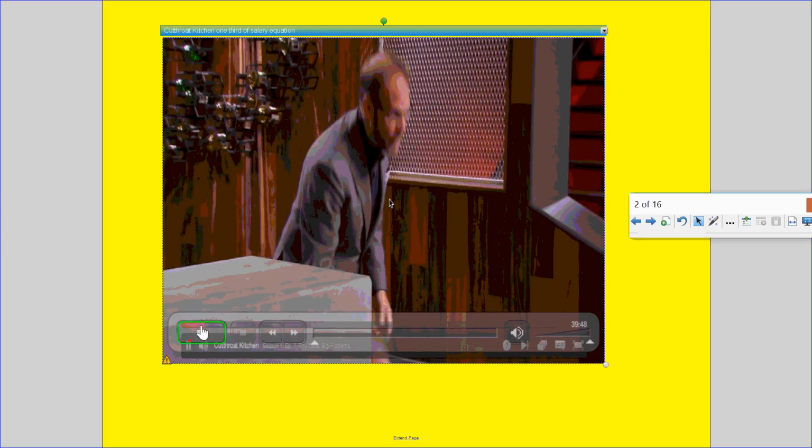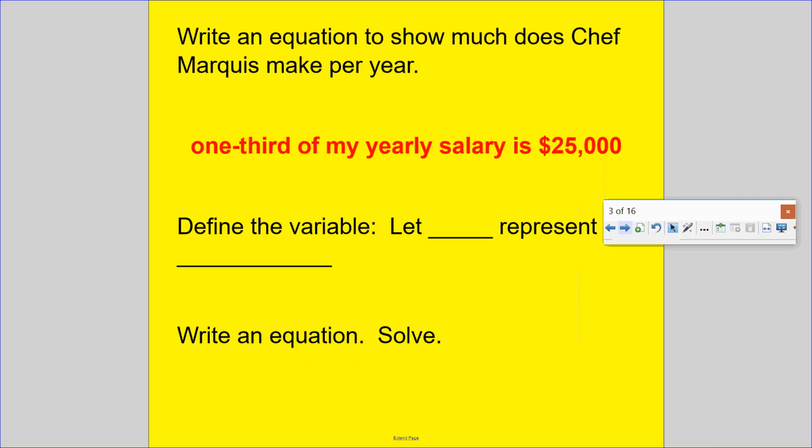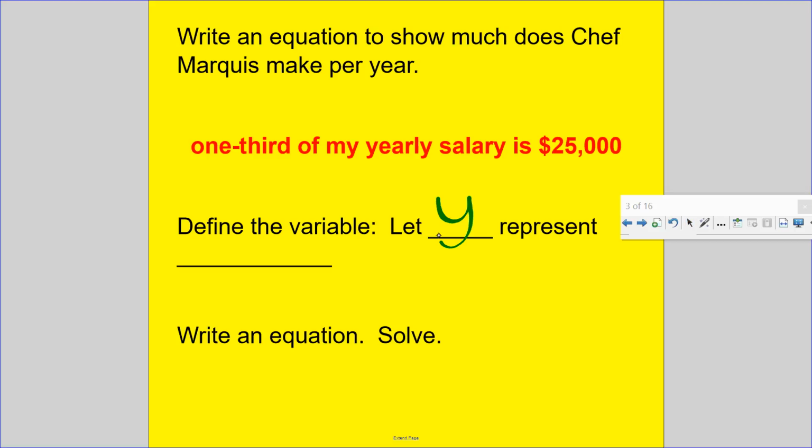So this is from Cutthroat Kitchen. The last guy who was talking is Chef Marquise. He says 25,000 is 1/3 of my yearly salary. So do we know what his yearly salary is? No. So let's use Y. Let Y represent his yearly salary.